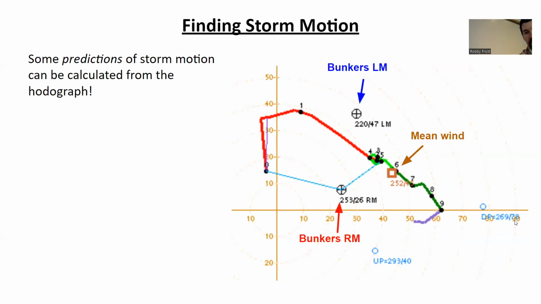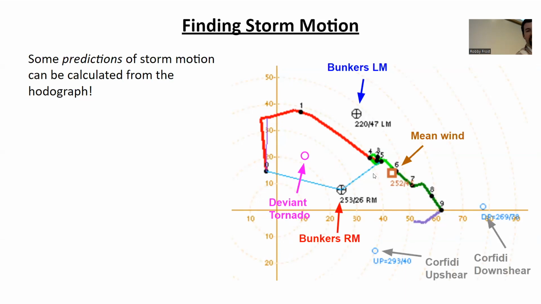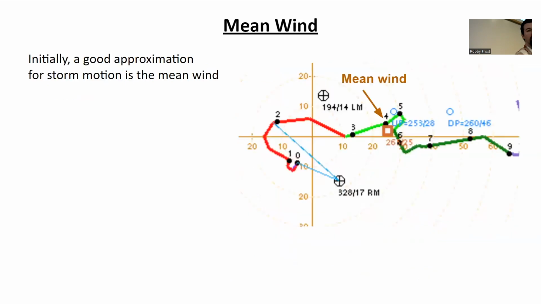So you can see we've got the mean wind there. We have the Bunkers right and left motion. We have the Corfidi vectors. We have newfangled things like the deviant tornado vector. All of these can be found using just a hodograph.